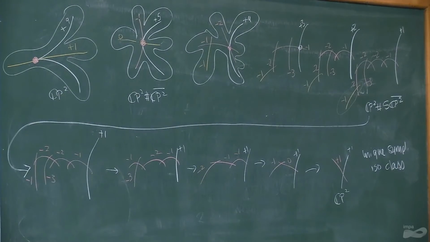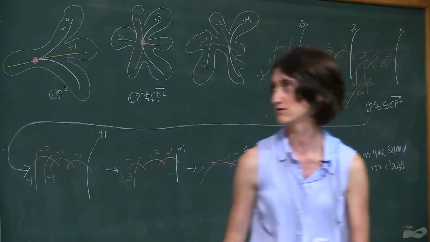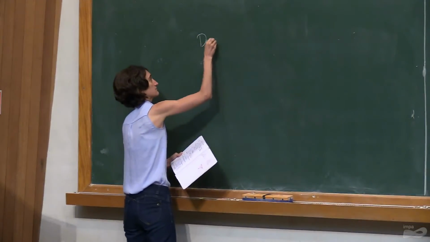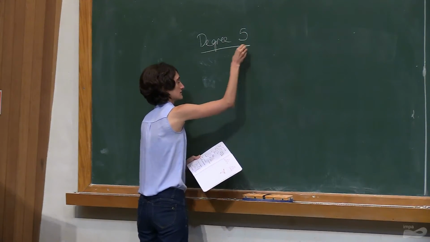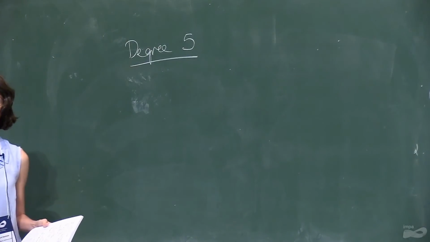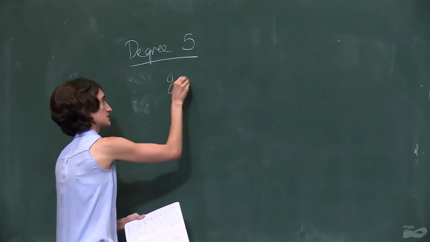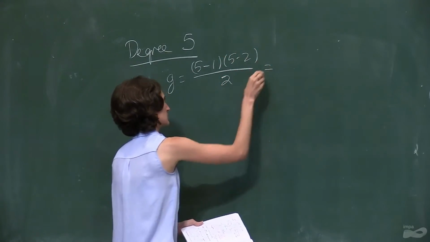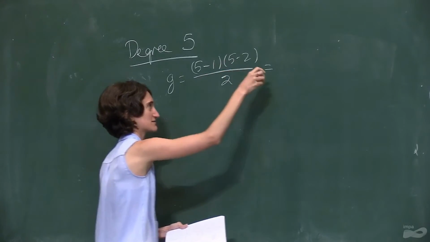So you can play this game on curves where the moduli space is empty by doing a sequence of blow-ups and blow-downs. So I'll just show you one example. There's a degree 5 example. If I was degree 5 and I were smooth, my genus should be (5 minus 1)(5 minus 2) over 2. So 2 times 3 is 6.